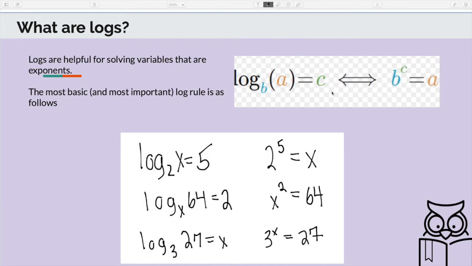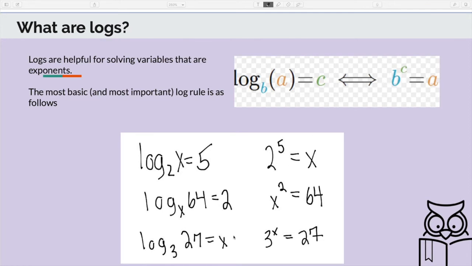So here's the basic idea. As we can see from up here, log base b of a equals c. That's the same thing as saying b to the exponent c equals a. The reason is the log is basically asking this very simple question: what exponent do I take b to get to a? And the answer to that is c in this case. So that's why we can rewrite that as b to the c equals a.